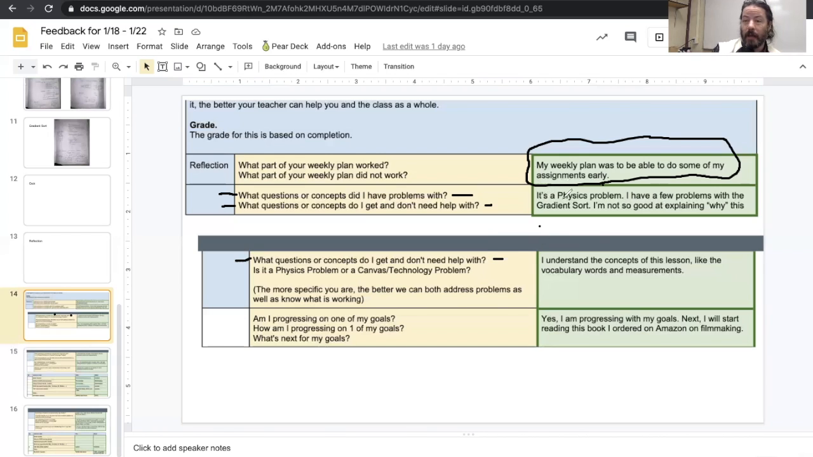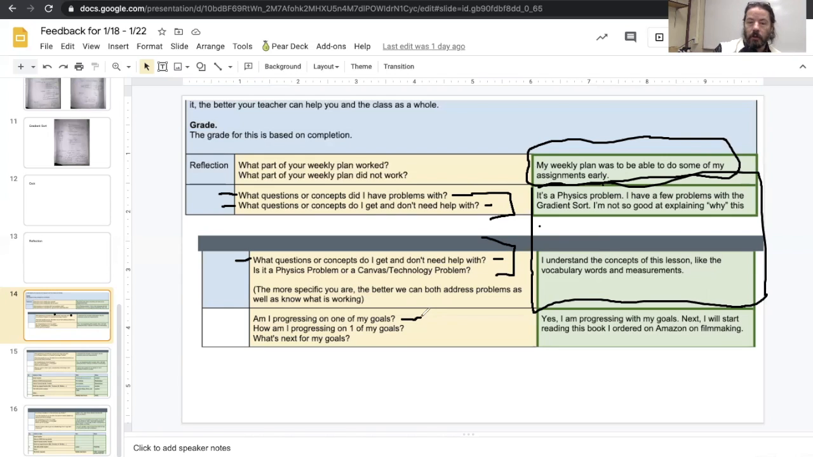If you're putting, I have no problems, then you definitely should have, I understand how experimental design helps me do this, this, and this. You should summarize what you learned for the week. That's part of this whole thing. If you have a problem, tell me what you're confused about or have a problem with. But if you don't have a problem, you should be telling me what you've learned. This is actually all the same block if you are in the Google Doc. It's just on a separate page.